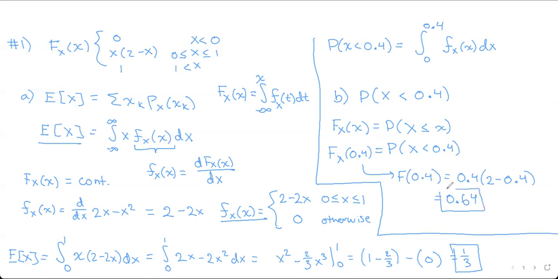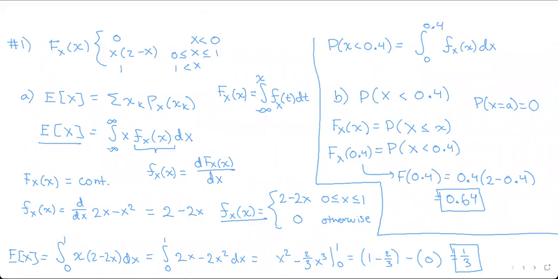Okay, so this is a much faster way to do it than using the PDF, if you remember the definition of CDF. And just one thing to note, right? For continuous random variables, the probability that x equals some integer is 0. So whether or not this x includes 0.4 or not, the calculation will still be the same. You'll still get the same number, okay? All right, so that is problem 1.